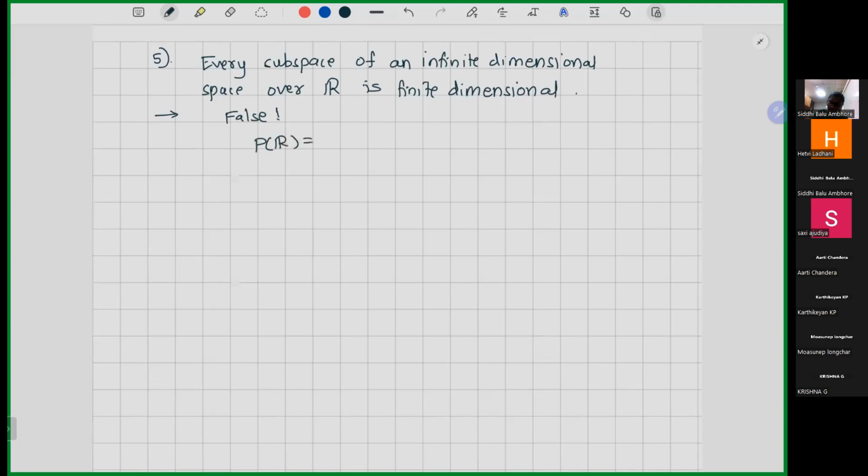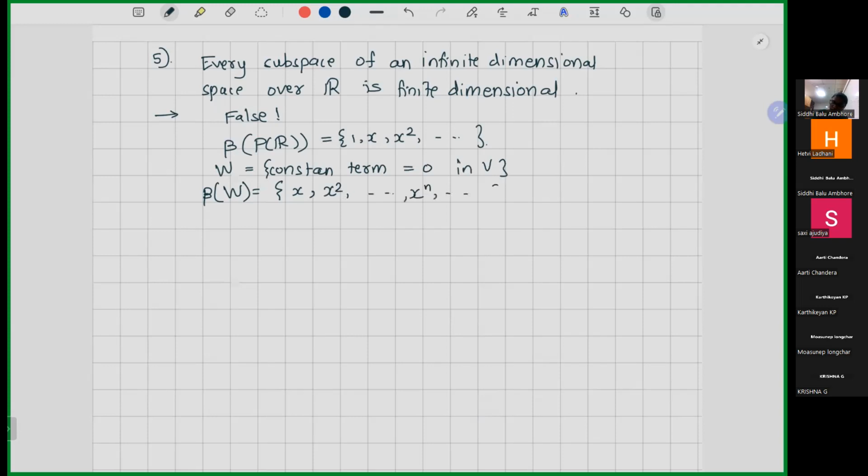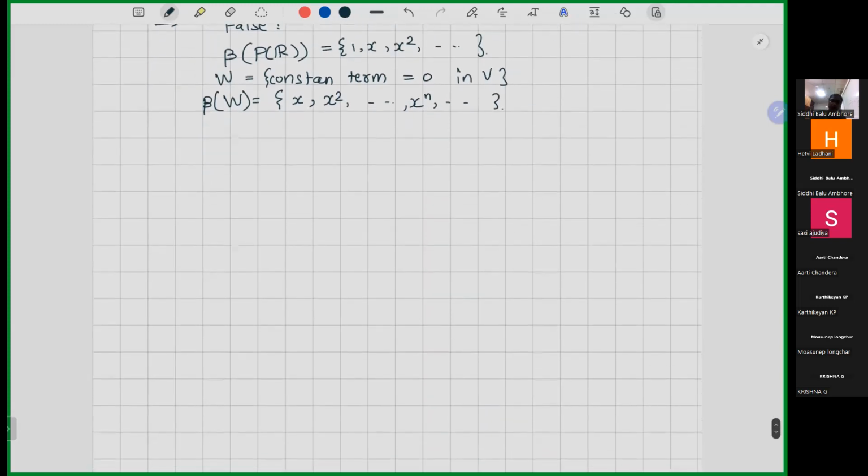We can take this again, P(R), with basis 1, x, x squared, and so on. And we can take W again generated by the polynomials whose constant term is equal to 0 in V, and it is generated by x squared, x to the power n, and so on. So this could be infinite, it could be finite. But our question asks that it is for every, so that is false.